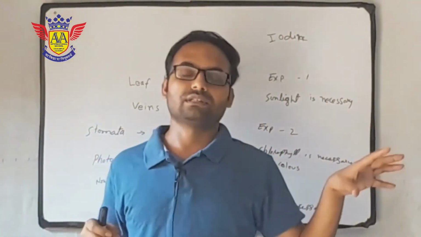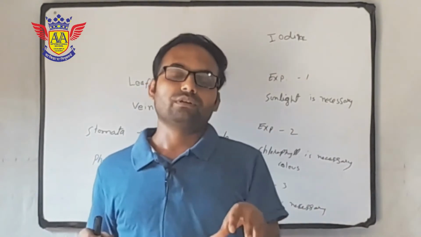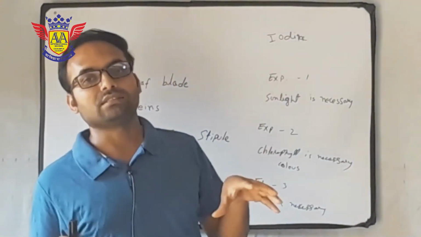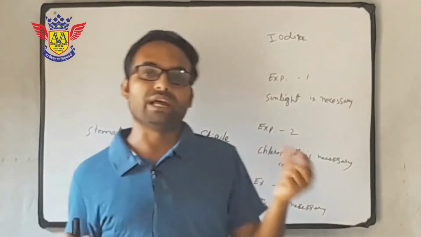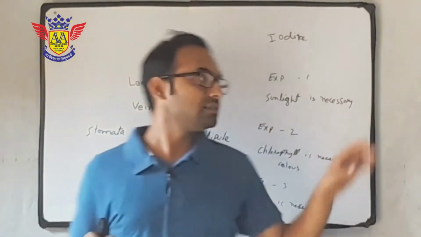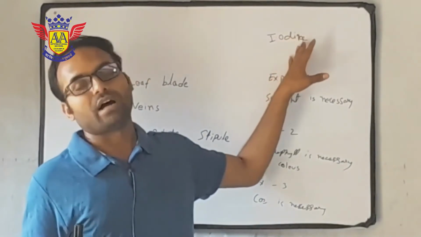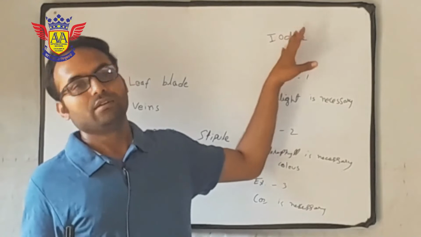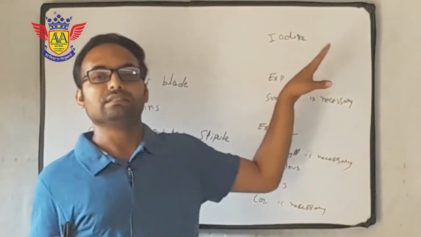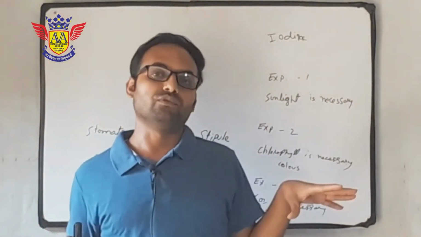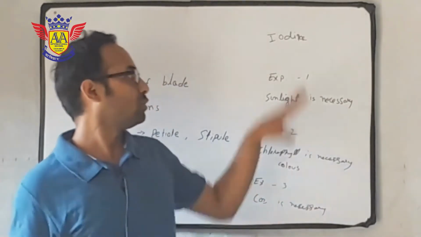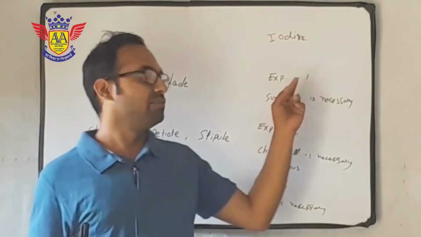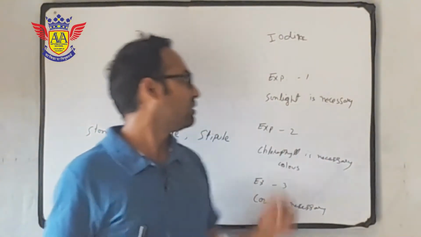When we put 2 or 3 drops of iodine solution on starch, it turns blue-black. This is the indication of iodine. With the help of iodine, we can identify whether there is starch in food or not. So the iodine part is clear. Then after this we will describe experiment number 1.